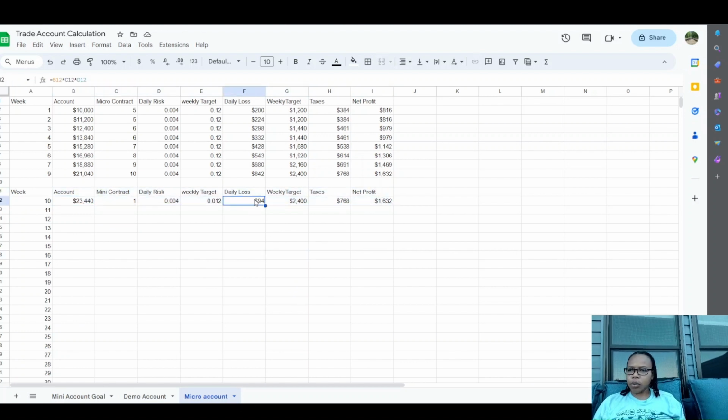I feel like the daily loss is wrong though. So the daily loss I've been calculating up here, 842. I don't know that I like that. If I take one trade and I lose the 400, then that should be it. Oh, you know what? The daily loss is calculated based off of this. So B times D times this. How many contracts?